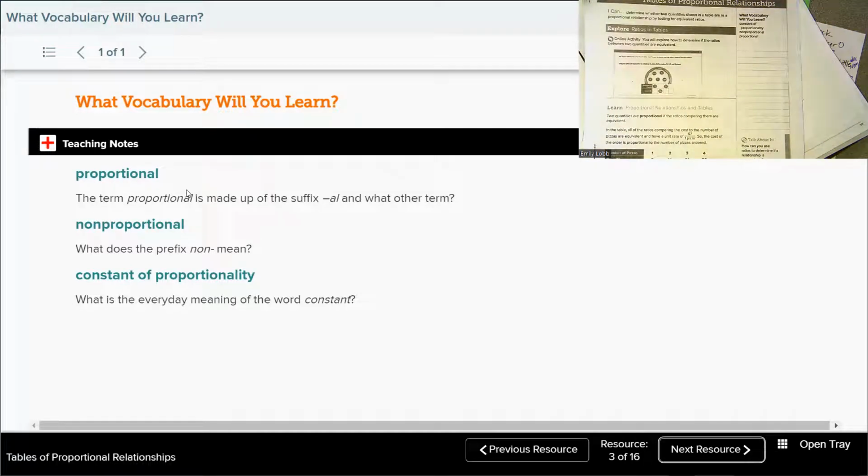And the constant of proportionality, we were just referring to that constant thing. We were multiplying by the number of days to figure out our price of the rental. Whatever we multiplied by, if it was the same thing being multiplied, that's constant. It stays the same. That's what constant means.